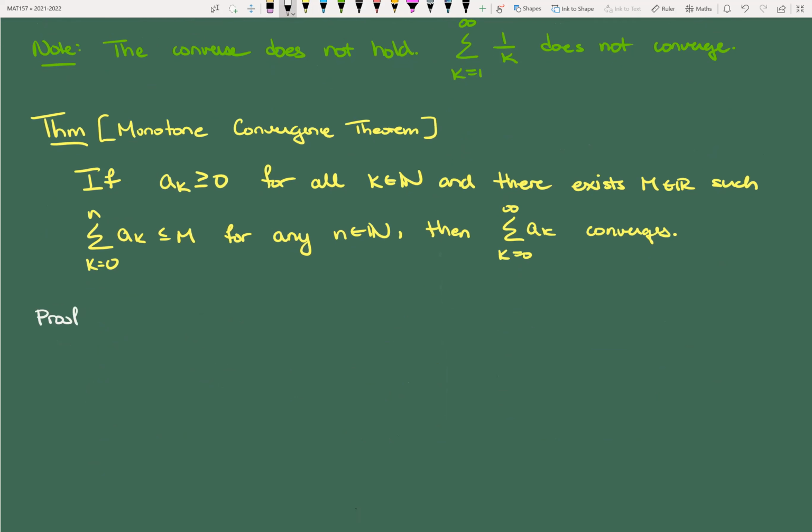So proof. So claim 1, or maybe let's say let S_n be the partial sums. Right? Claim one.